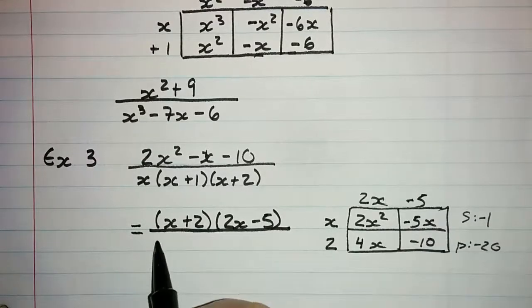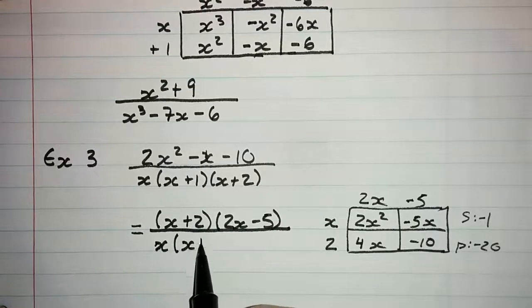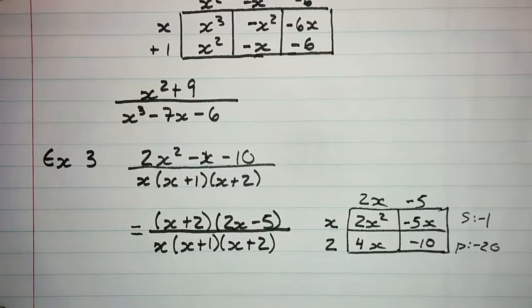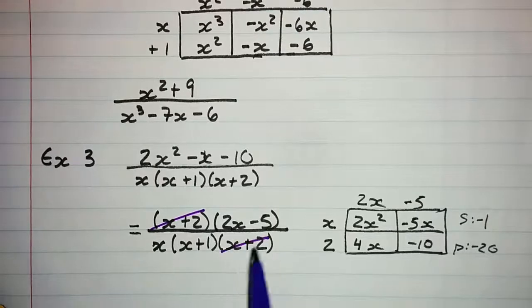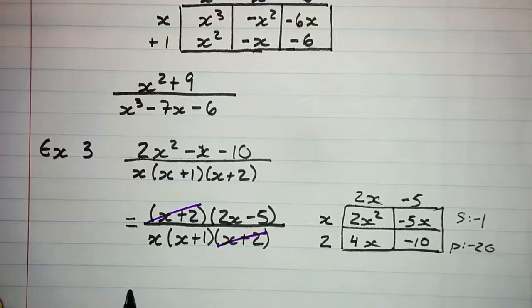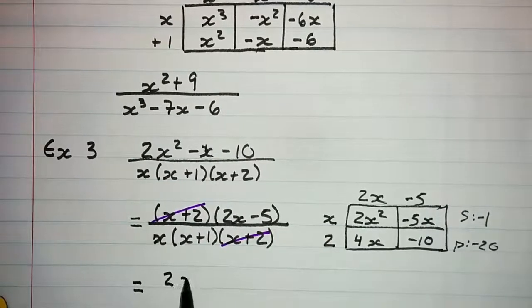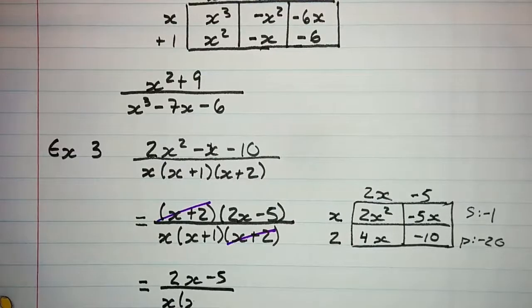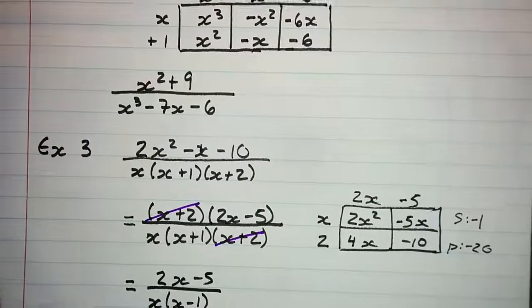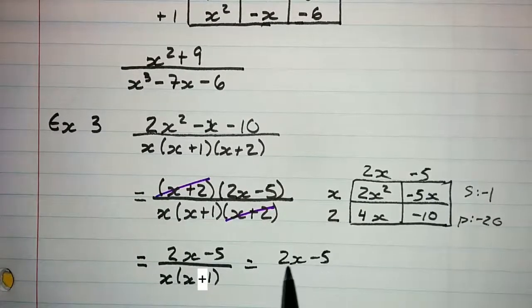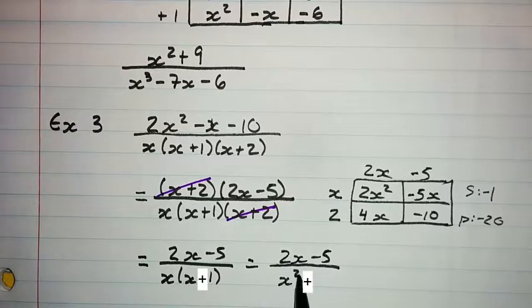My denominator is still in factored form as x times (x + 1) times (x + 2). Hey, look! I have a common factor. I can now cancel it out. So my final answer, well, I'll have (2x - 5) over x times (x + 1), or multiplying out the denominator, (2x - 5) over x squared plus x.